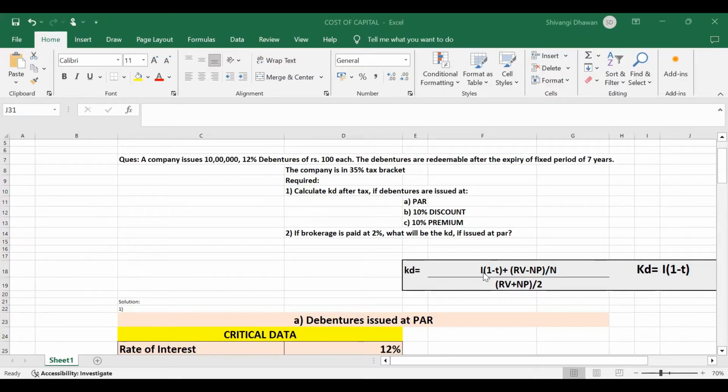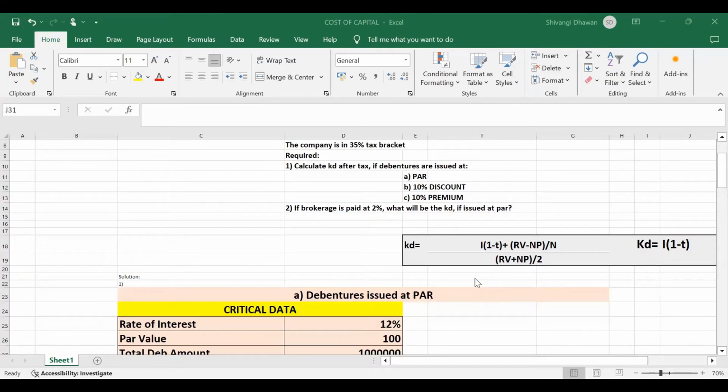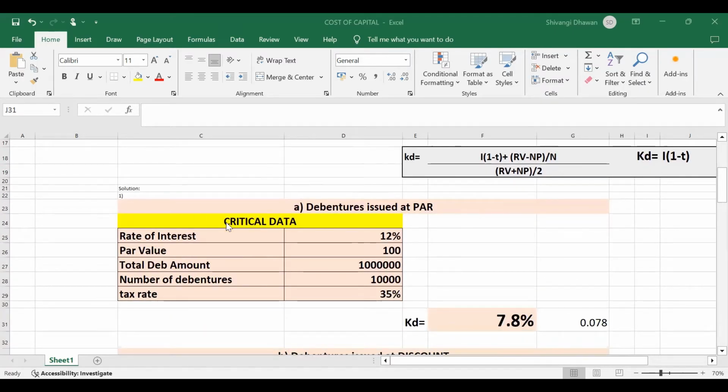How? Here, I will be the interest amount, into 1 minus T, plus 100 minus 100 divided by N, whole divided by 100 plus 100 divided by 2. After cancelling everything, we are left with I upon 100 into 1 minus t. I upon 100 gives us the interest amount in percentage, into 1 minus t. So cost of debt is equal to the percentage interest into 1 minus t. We reduce to this formula. We can calculate with both formulas to see whether we get the same answer or not. So for debentures issued at par, we have some critical data.